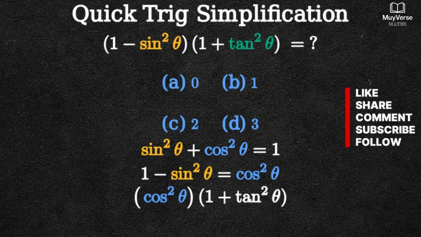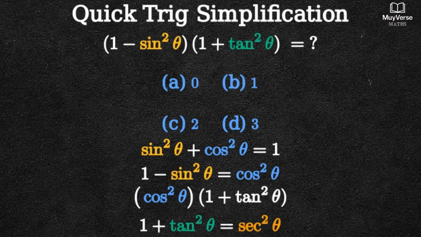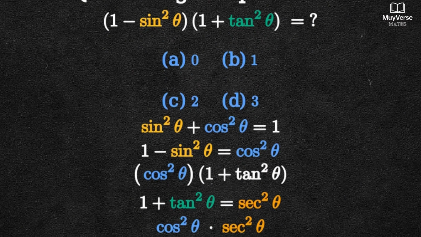Step 2. Simplify the second factor 1 plus tan squared theta. We use the identity 1 plus tan squared theta equals sec squared theta. Now substitute it in.